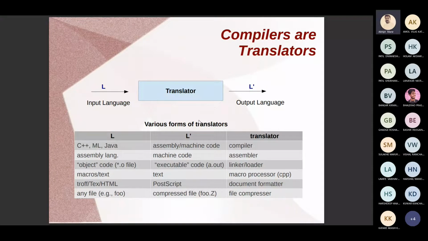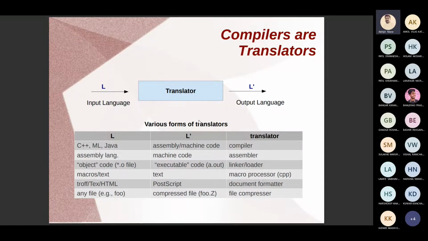Compilers are translators in short form. This is the input language L, and it translates into L dash, which is the output language. So one language is converted into another language that is understandable by the machine.